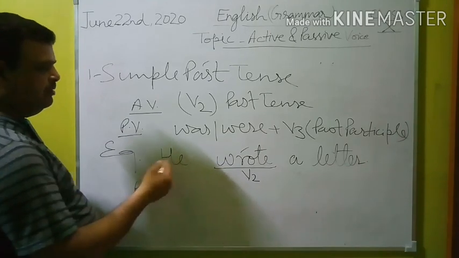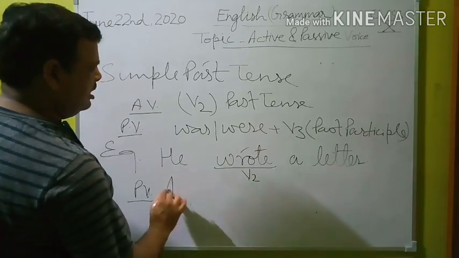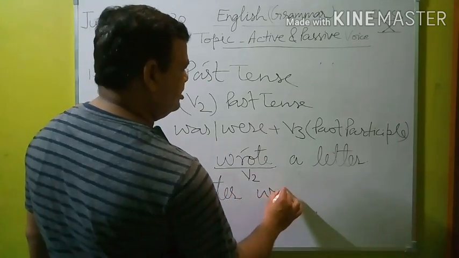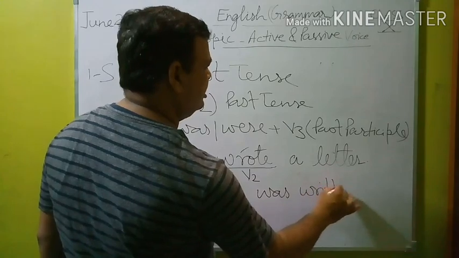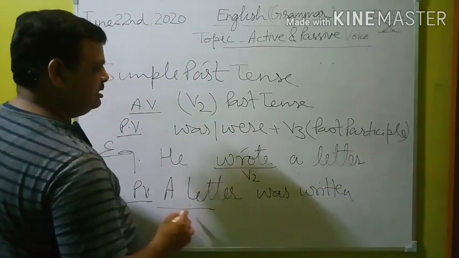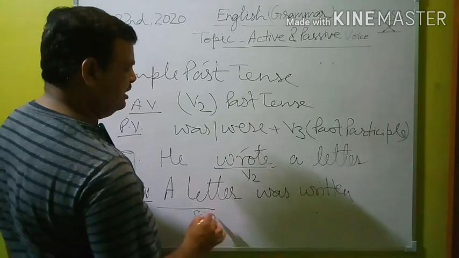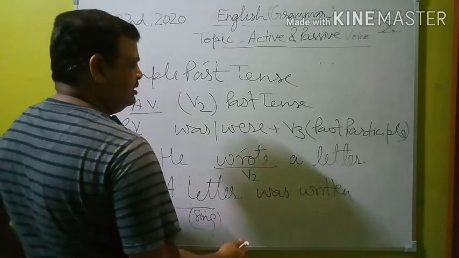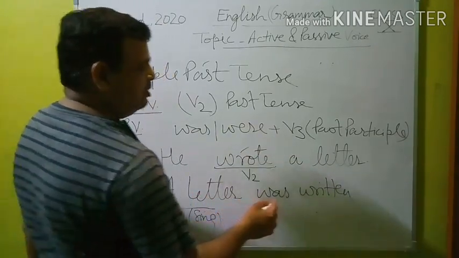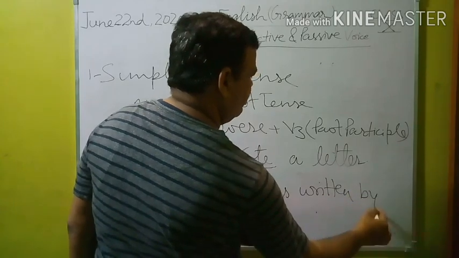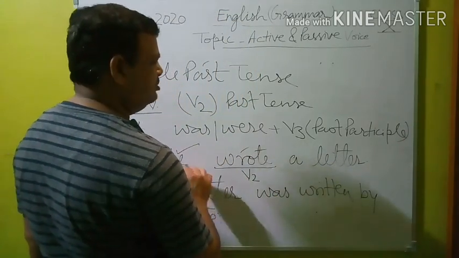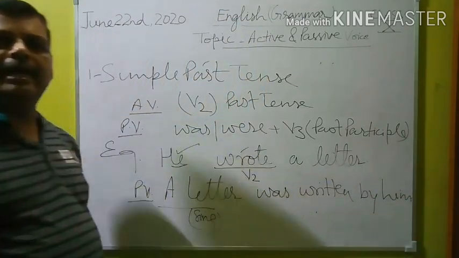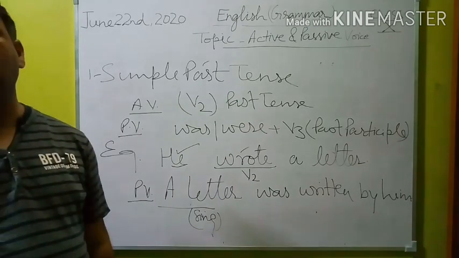When we write the passive of the given sentence, we will write a letter was written. Why was written only? Because letter is here singular, and you know that we use a singular verb with a singular subject as per the requirement of subject verb agreement. So a letter was written by. Who is writing the letter? He. What is the object of he? Him. So in this way we can change an active voice of simple past tense into passive voice.